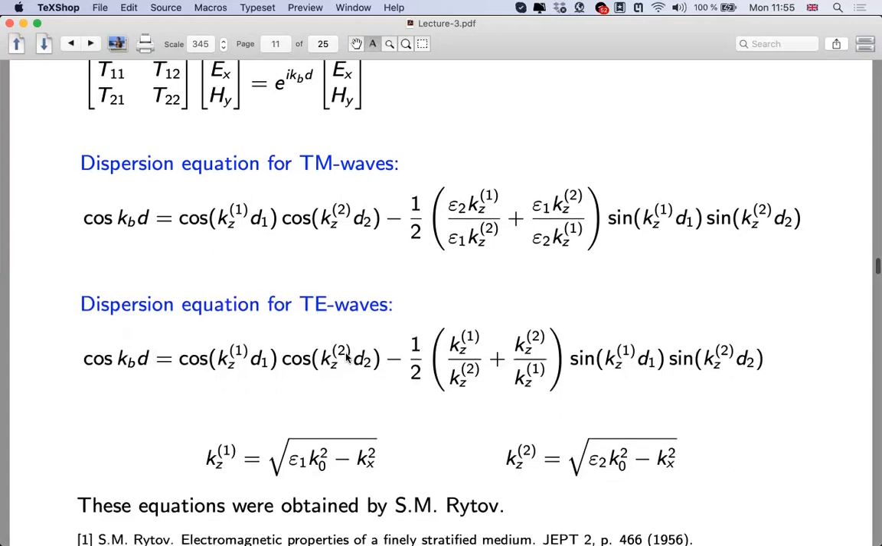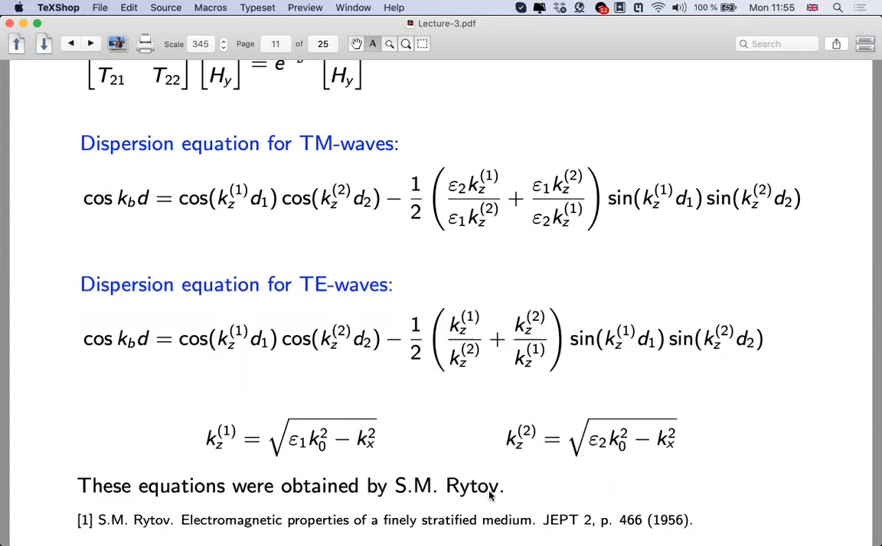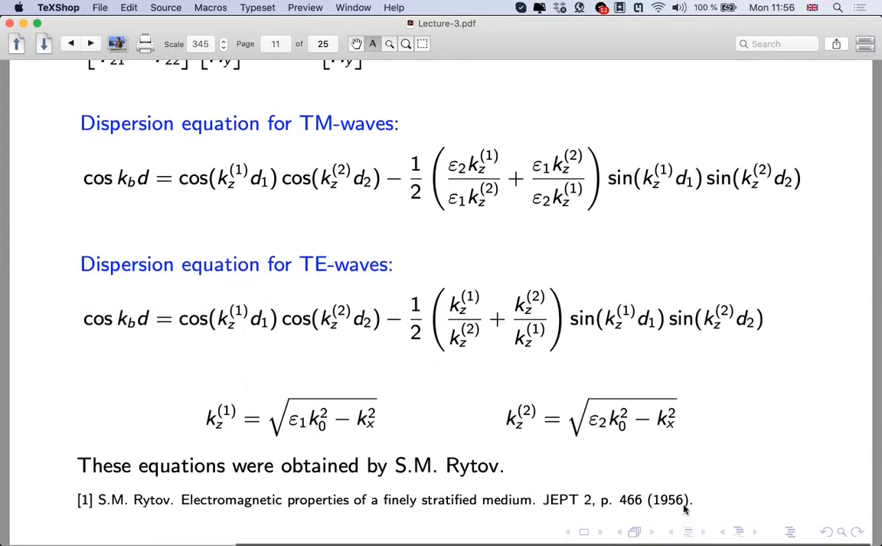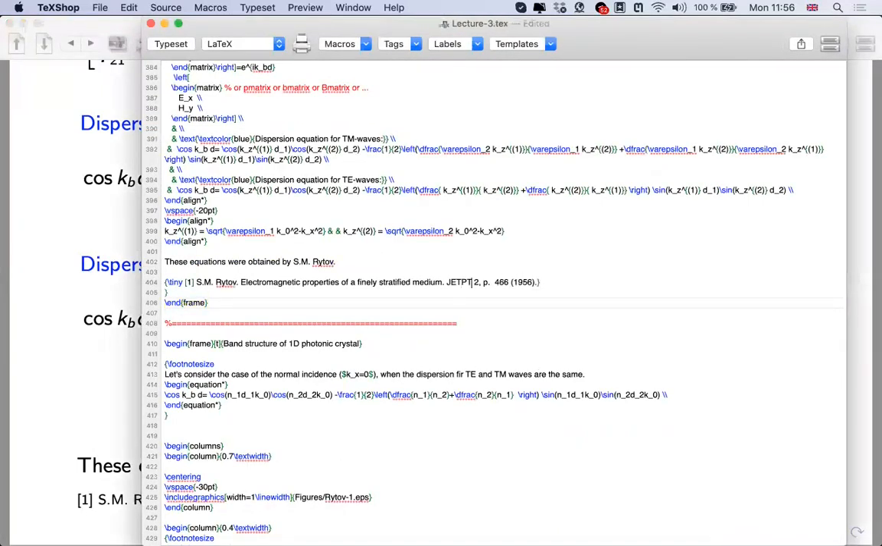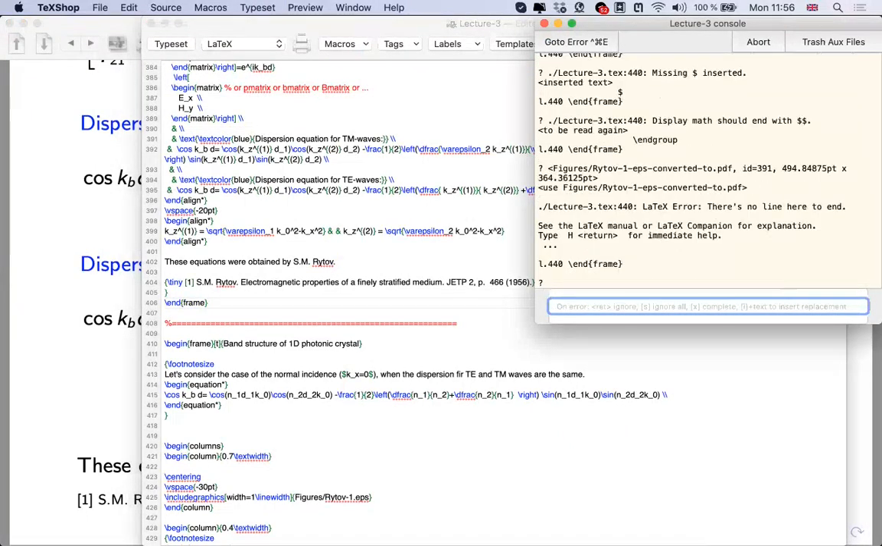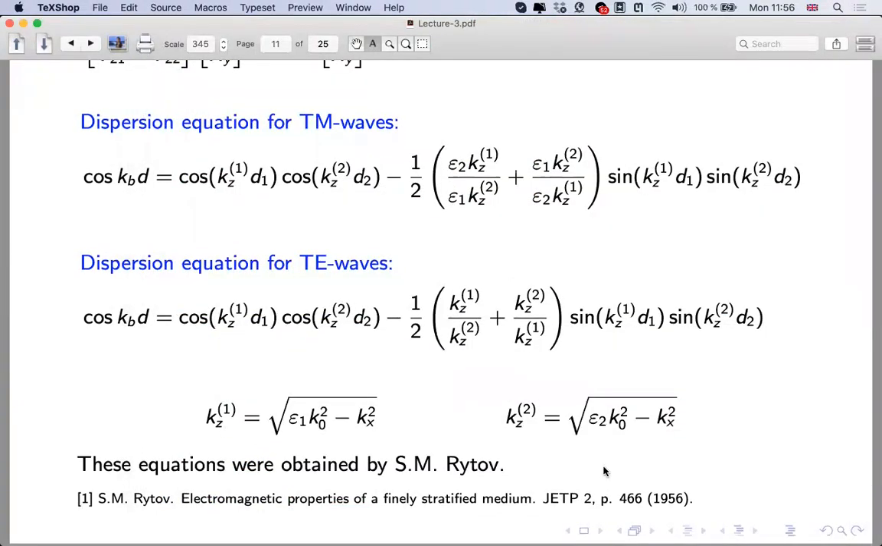Okay. This formula was introduced first by Rytov more than half a century ago, yeah? In 1956, in the Journal of Experimental, I forgot this abbreviation. Just a moment. I think this is a misprint. Journal of Experimental and Theoretical Physics. Should be JETP. Yes, Journal of Experimental and Theoretical Physics.